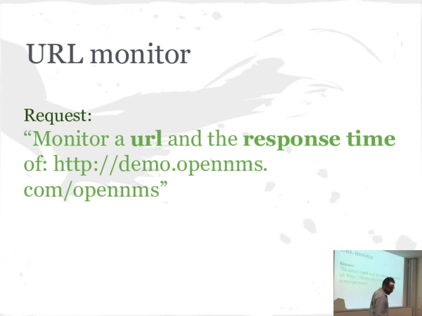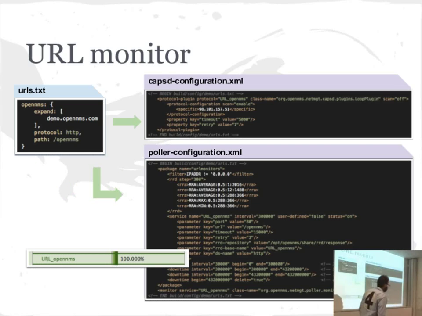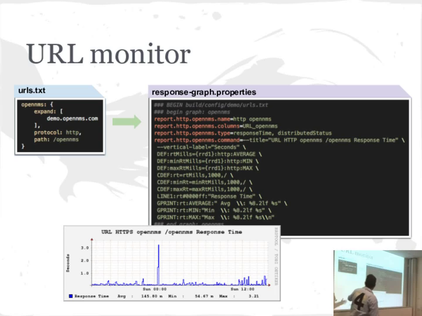Another example: how to monitor a URL and the response time of that URL. So how to monitor this URL? It can be as simple as on the URLs txt, you create this entry that says, from my demo website using HTTP.monitor.url, and it produces these two files, to detect the service and to monitor. So you got your monitor up and running, and it creates for you as well the graph that is going to display the response time of that URL. So you don't need to worry about anything else, just what you need.